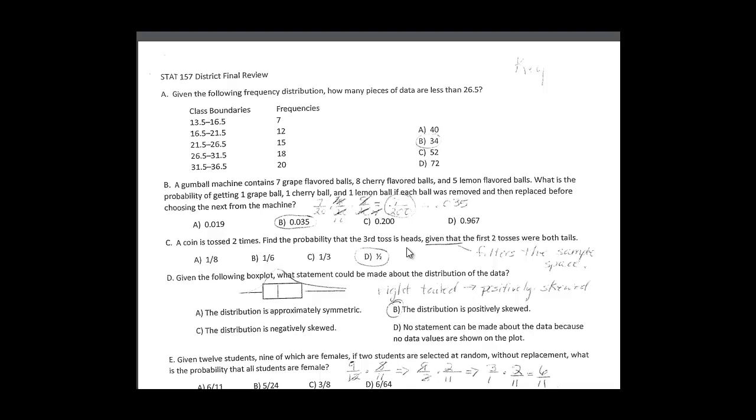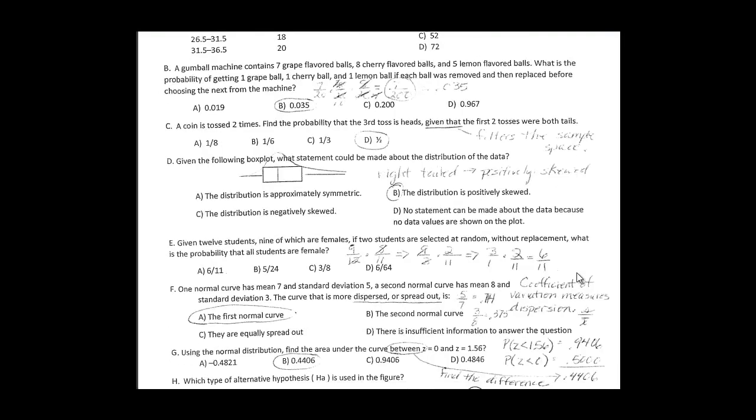And so how many sides of our coin have heads on it? It would be just 1. So our probability of that third toss being heads is 1/2. But this term here, given that, filters the sample space so that you know that you're just dealing with that one event. Okay, part D here is really comparing the box plot to the normal distribution, the terminology anyway.